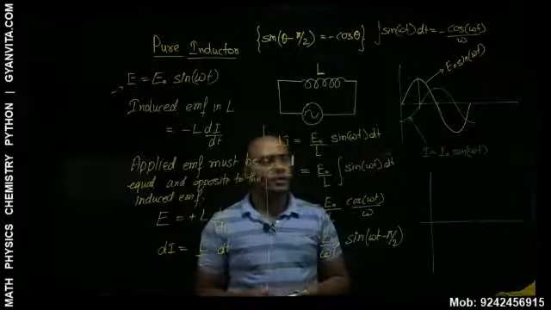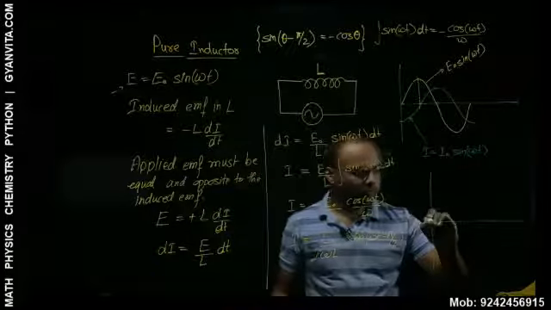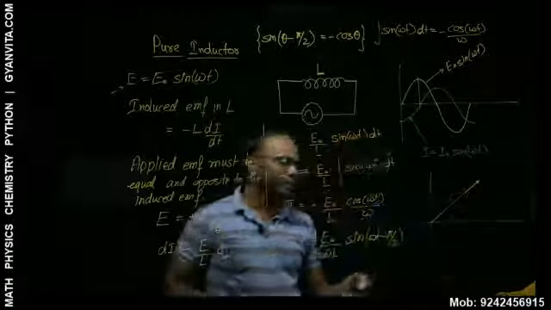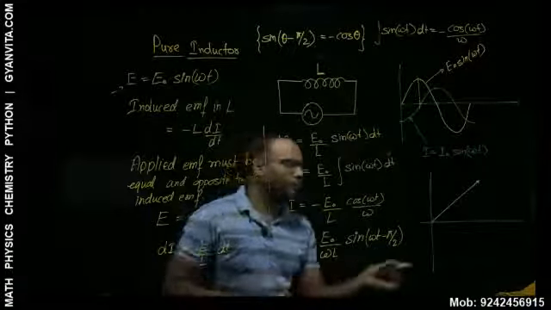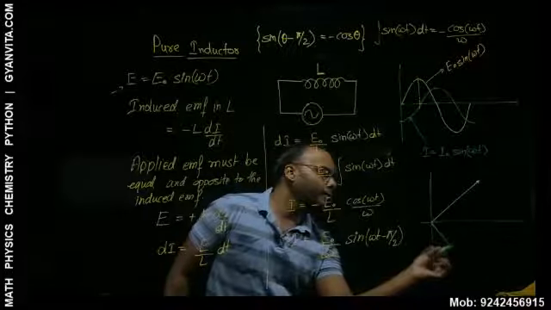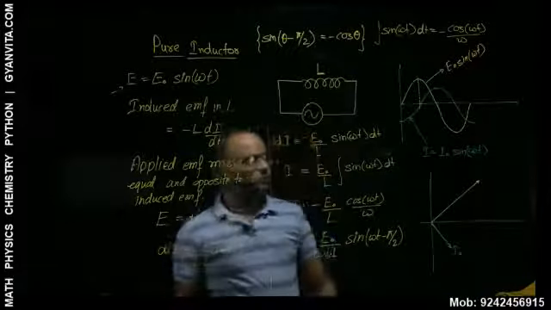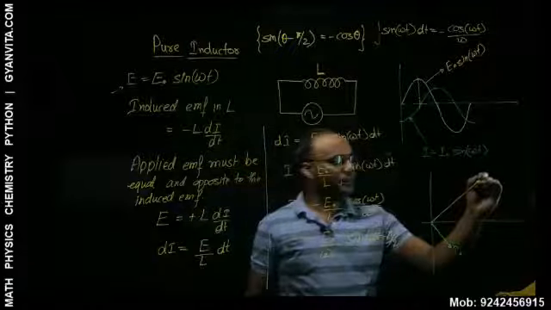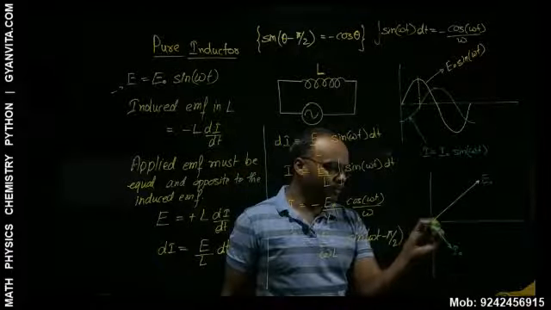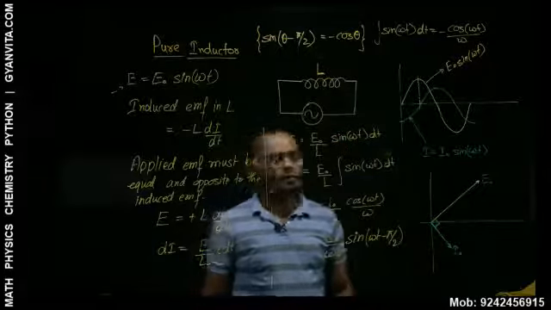The EMF is ahead. So EMF is, suppose, this, and the angle between EMF and current is 90 degrees. So we show it like this. Current is 90 degrees behind the EMF. So this is your I naught and this is E naught, and the angle between them is 90 degrees. So this is the phasor diagram, right?